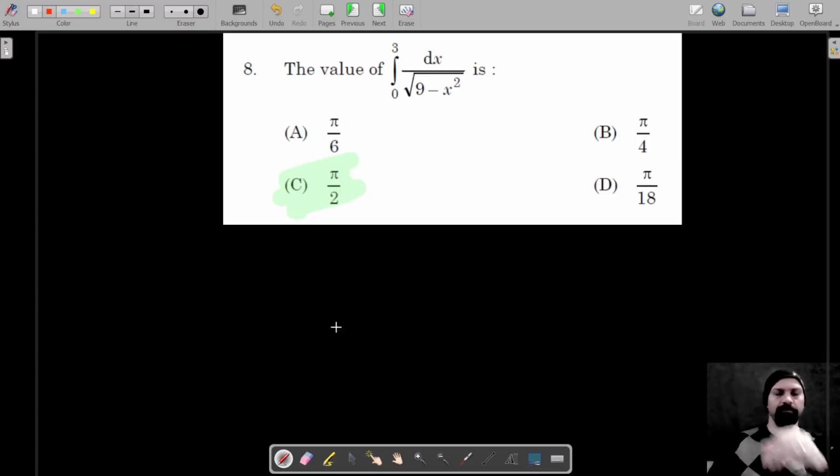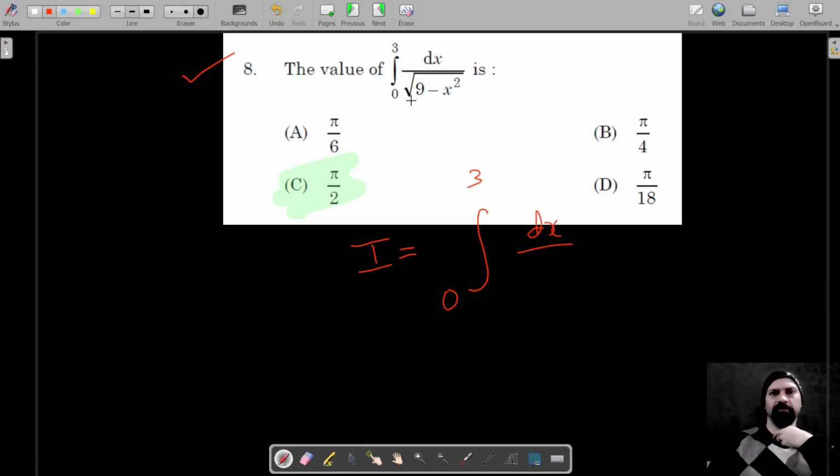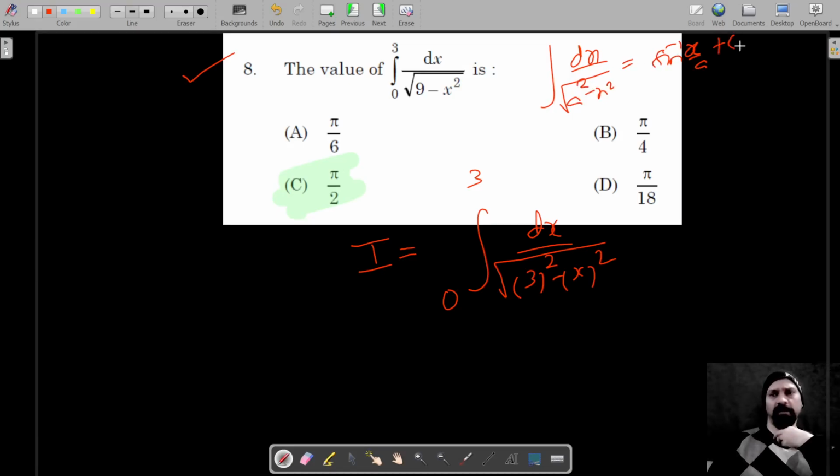So for question number 8, we have to find the value of the given definite integral. Let's say our integral is I, equal to the integration with limits 0 to 3 of 1 upon under root 9 minus x square dx. Now this can be written with 9 as 3 square minus x square. Now this is of the form integration of 1 upon under root a square minus x square, which is equal to sine inverse x by a plus c. So this is now equal to sine inverse x by 3, and the limits are 0 to 3.